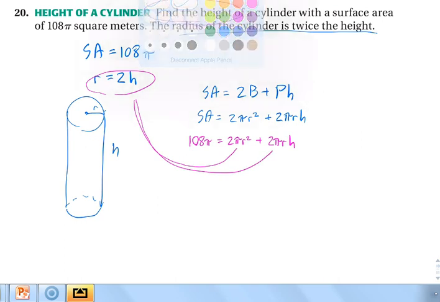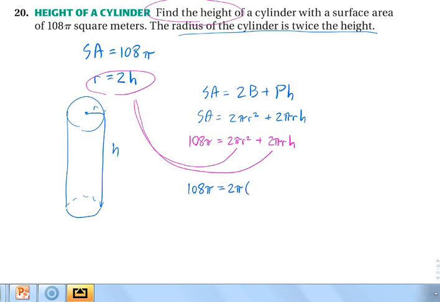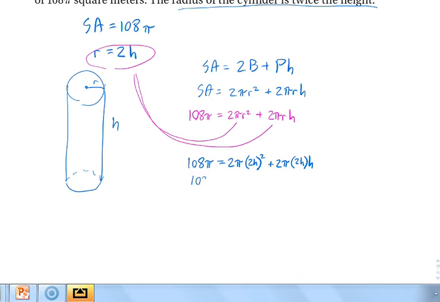Just substituting it in, we get 108 pi equals 2 pi, and the entire r that's squared gets replaced by 2h. So that's both the 2 squared and the h squared, plus 2 pi times 2h times h. So what we end up getting is 108 pi equals, this is 8 pi h squared, plus this is 4 pi h squared. So we could combine like terms. These are h squareds and h squareds. So we get 108 pi is equal to 12 pi h squared.